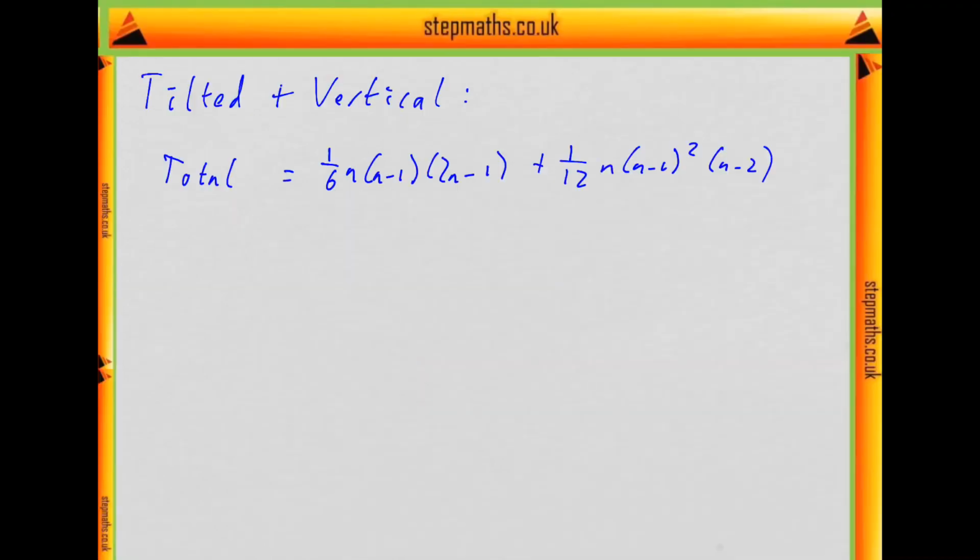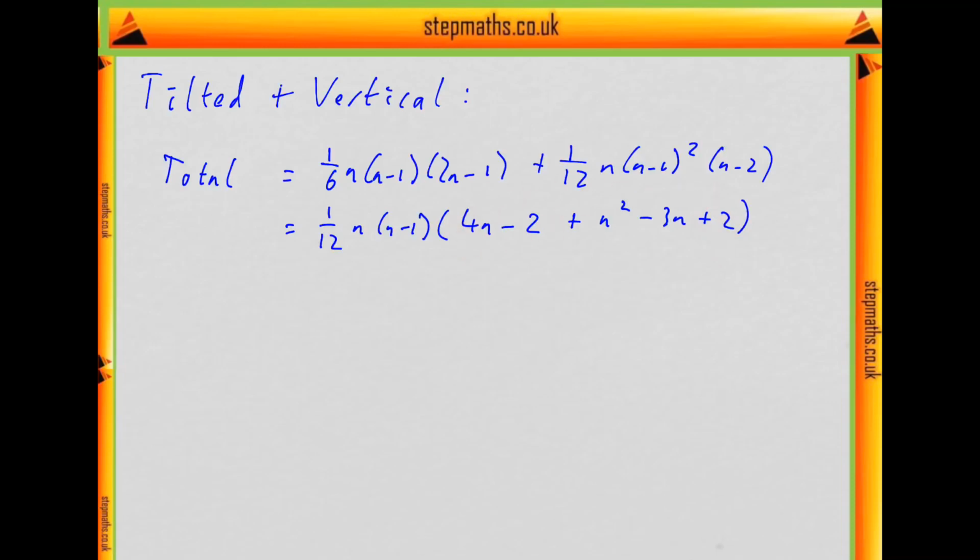Okay, so now I'm adding the two formulae already found. This was the one for the vertical squares, and this for the tilted squares. So again, we want to make this as quick as possible. So let's take out a factor of a 12th, and then we've got a factor of n and n minus 1 in both of these. So when we take that out, we've got a 12th n, (n minus 1), and then here, because I took out a 12th and multiplied by 2, I've got 4n minus 2 from here. And here I took out a 12th n, (n minus 1), so what's left is (n minus 1) times (n minus 2), which is n squared minus 3n plus 2.